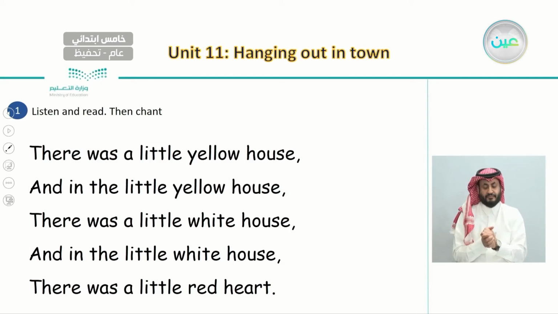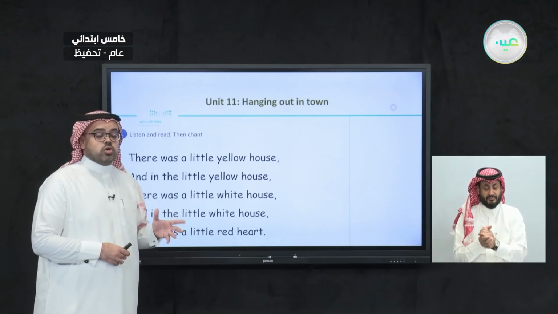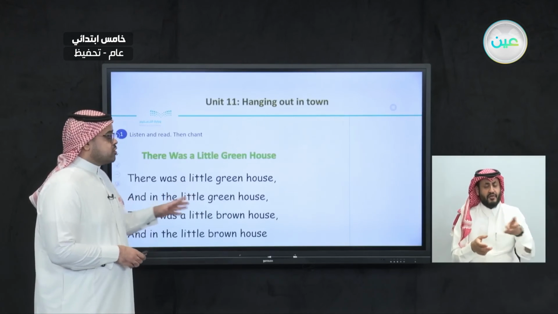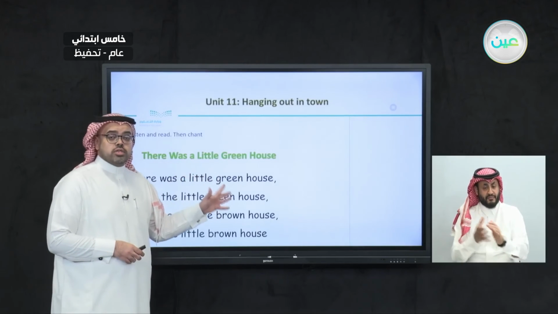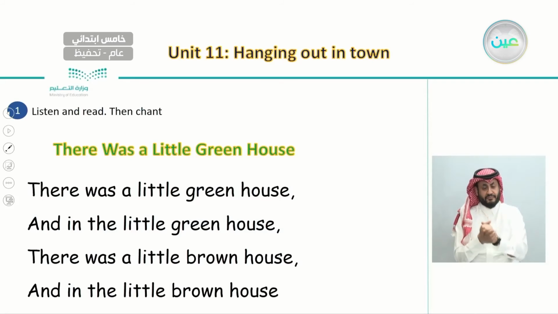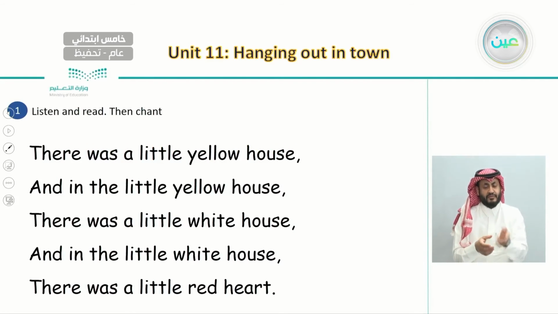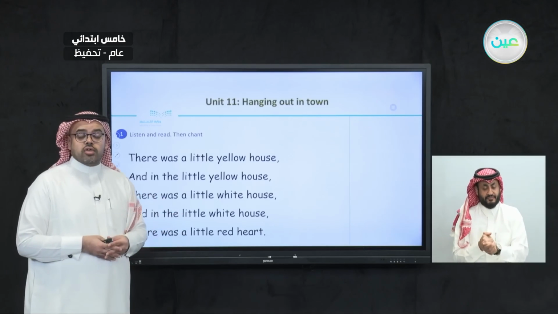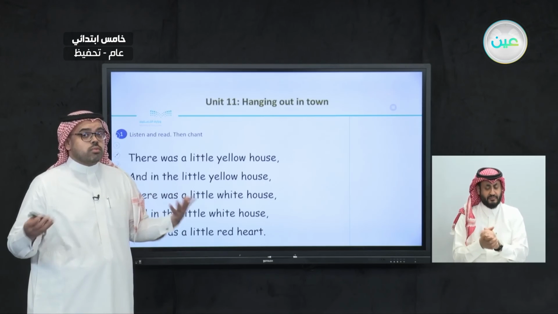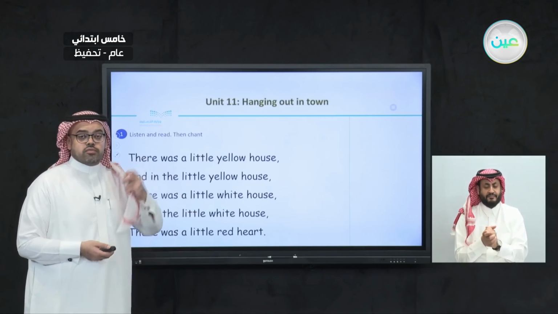So here in this chant we do talk about different houses, starting from the little green house that has inside a little brown house. And inside this brown house there is a yellow house. And inside this yellow house there is a white house. And inside this white house there is a little red heart. So this is our chant for this lesson, to use our imagination and to think of these different places.